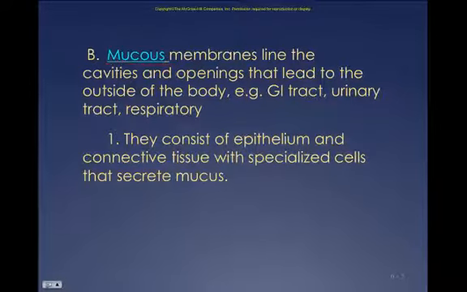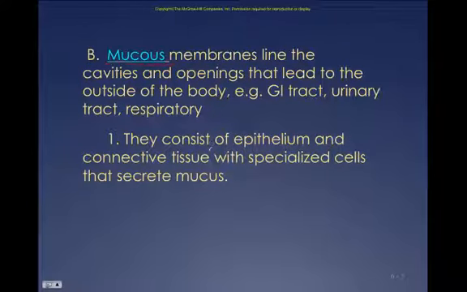And mucous membranes actually line cavities and openings that lead to the outside world, to the outside of the body somewhere. So again, obviously the easiest one to picture is your respiratory tract, right? The respiratory tract is exposed to the outside world, and so we have this mucous membrane that helps to line and trap particulates and bacteria and foreign objects that we might be bringing in from the outside world. So this is why we have mucous membranes.